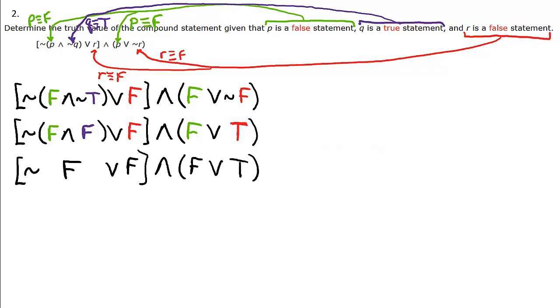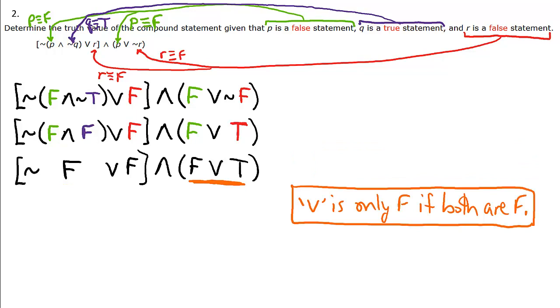I can also look inside the parentheses at the end of the statement and see a false or true. And remember, or is only false if they're both false. But false or true, of course, is true. It takes both being false to get a false, so false or true is true.